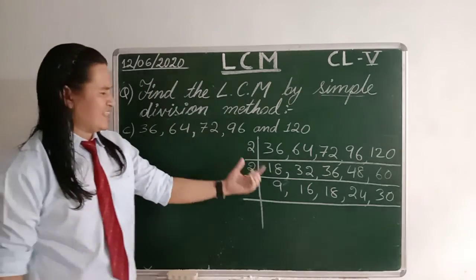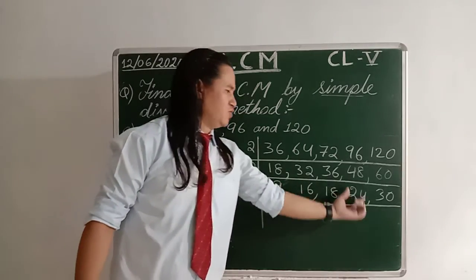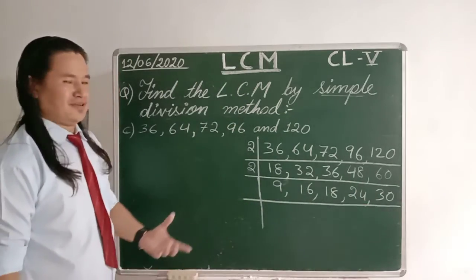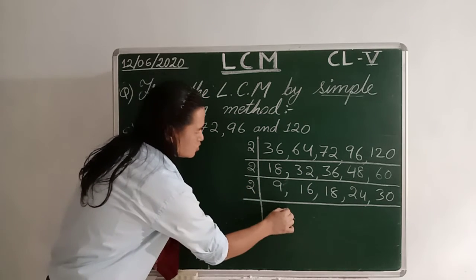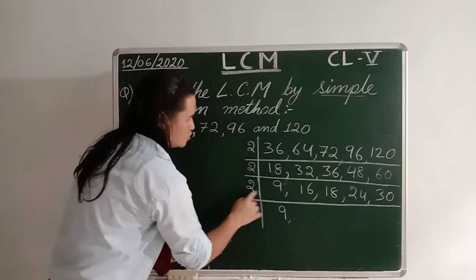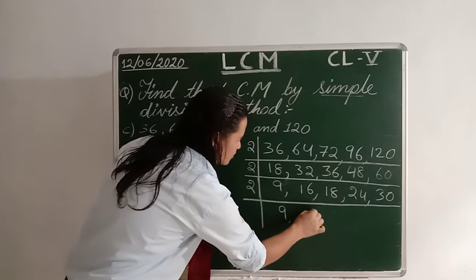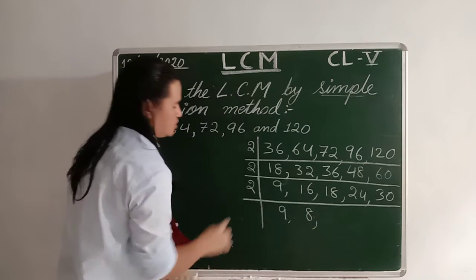So here, except 9, 16, 18, 24 and 30, all are even numbers. So we'll break down all the even numbers, and this is not an even number, so we'll write it as it is. So 2 how many times does it go? 2 8s are 16.